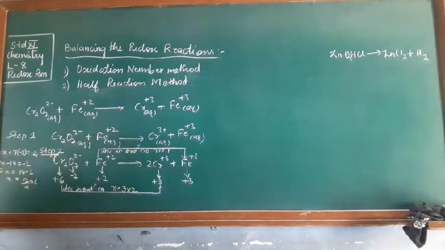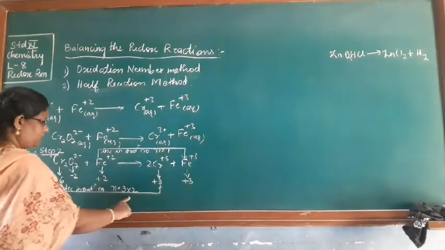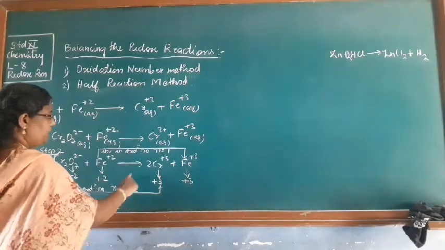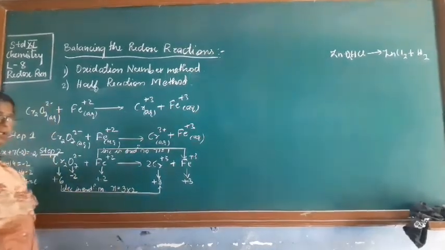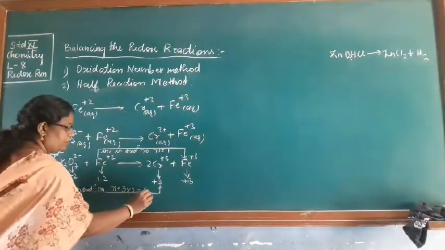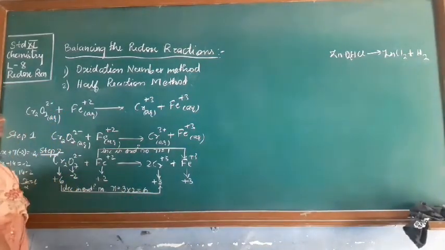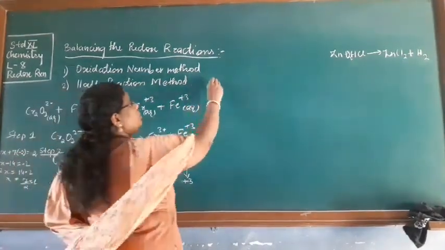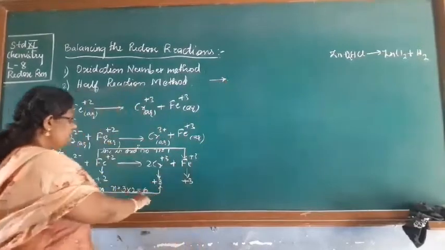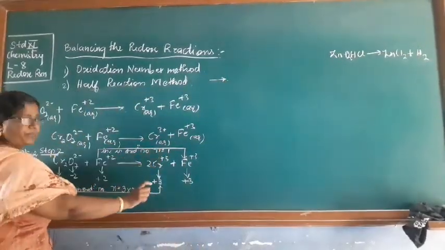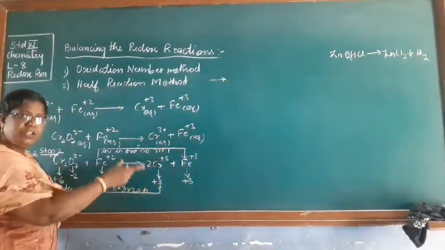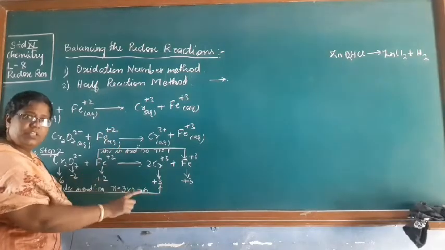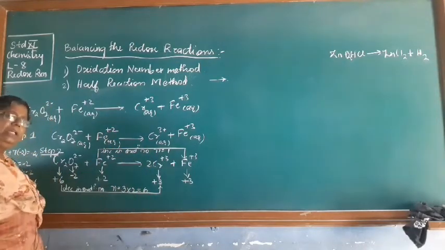Okay, so you have found out the increase in oxidation number and the decrease in oxidation number. So that means 6. Next, what should you do? What is the next step? You should make these 2 numbers equal. The increase in oxidation number and the decrease in oxidation number, those numbers you should make equal.